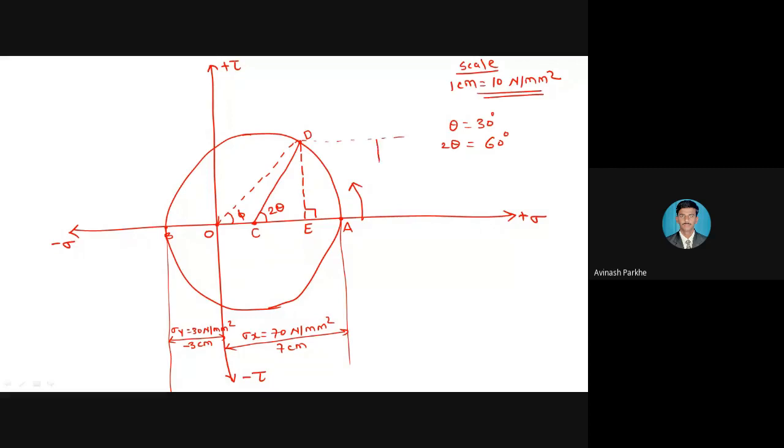Then these distances will be same for all types of problems. So DE distance is equal to sigma T. OE distance is called sigma N. And OD distance is called sigma R.